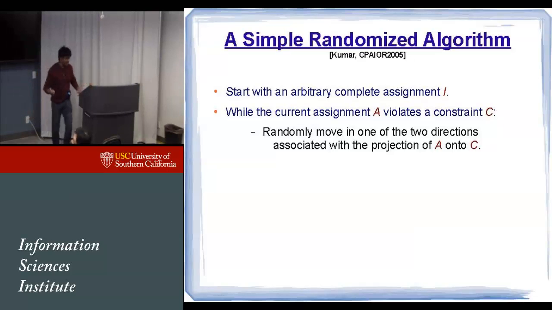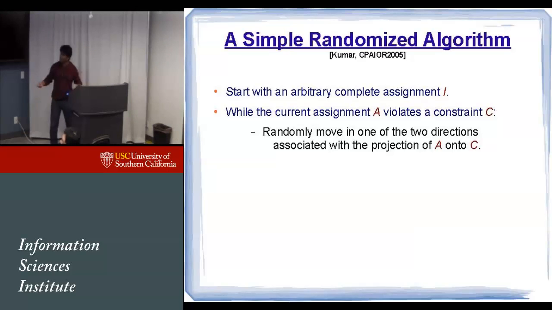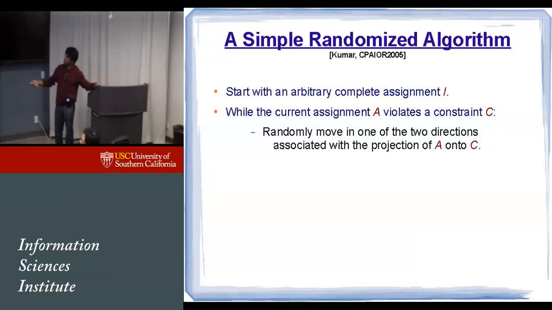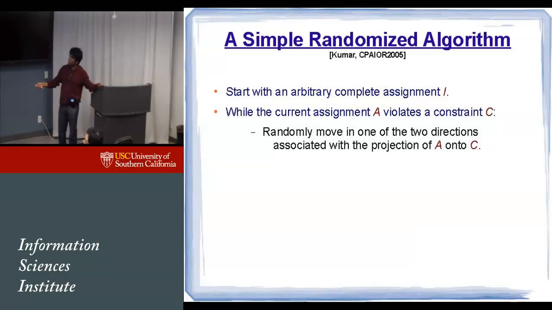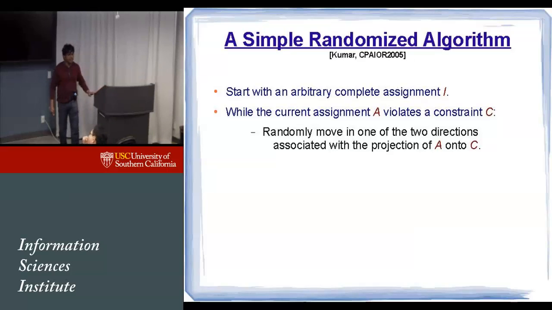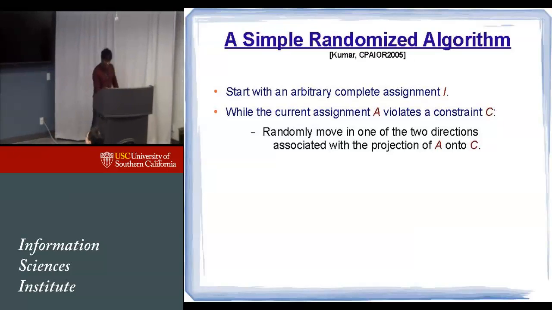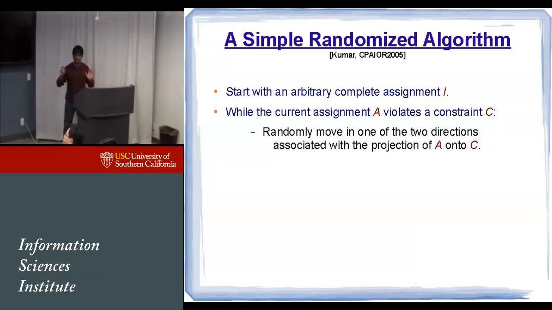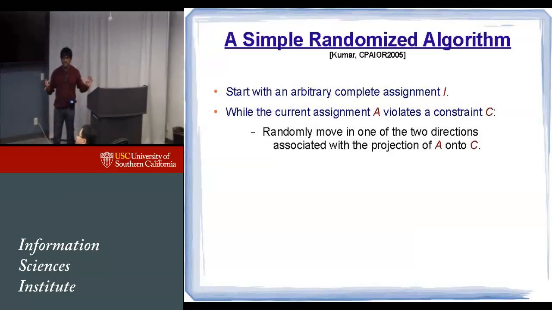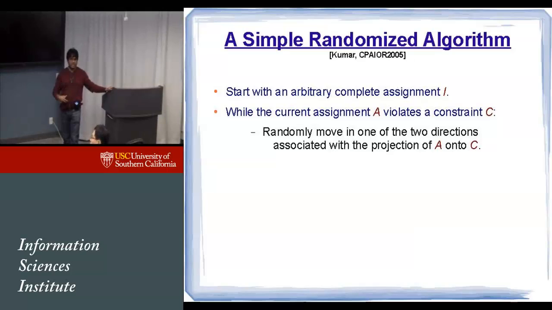Okay, and like I said, what does it mean to move in a certain direction? What does it mean to move in this direction? Changing the current value of xj from dj1 to dj2. What does it mean to move in this direction? Changing the current value of xi from di1 to di2 and so forth. So this is the entirety of the randomized algorithm: we start off with an initial assignment, doesn't matter which one. Every time I have a violated constraint, I look at the projection of the current assignment onto this constraint. There are two directions defined at the 0, and then I randomly move in one of them, and that's it.